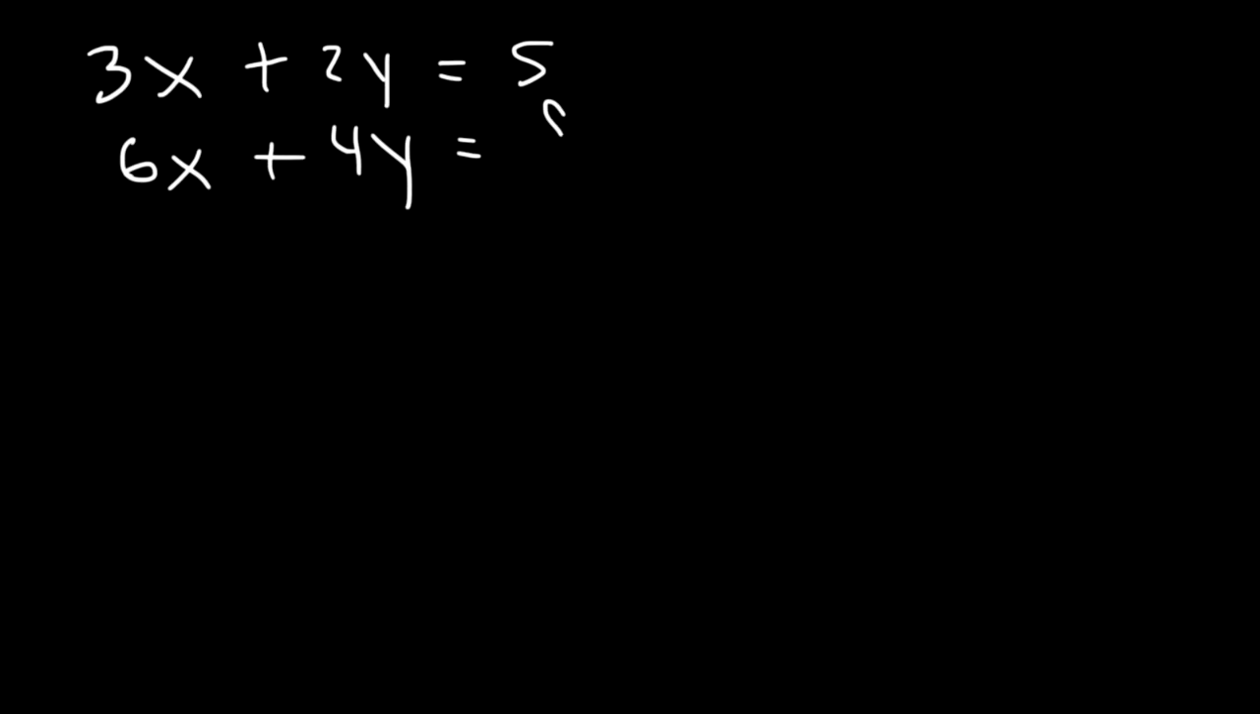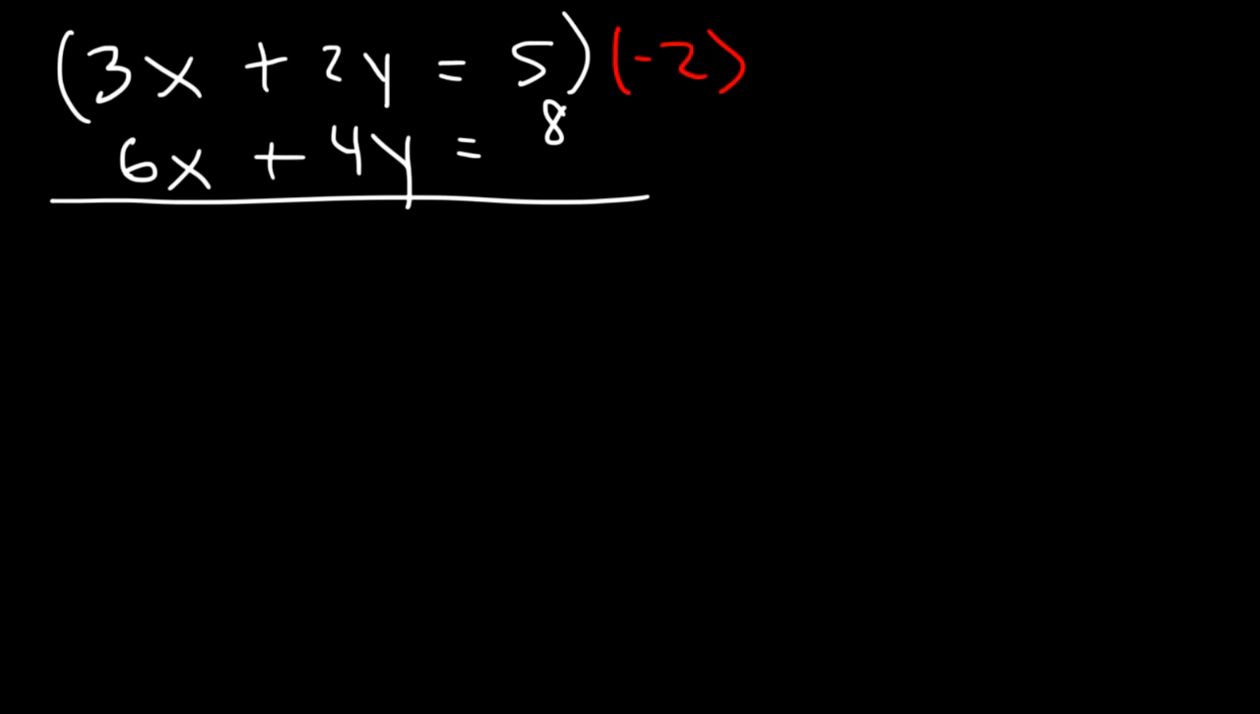Try this one. 3x plus 2y is equal to 5, and 6x plus 4y is equal to 8. Is there going to be one solution, no solution, or many solutions? Well, let's multiply the first equation by -2. 3x times -2 is -6x. 2y times -2 is -4y. And 5 times -2 is -10.